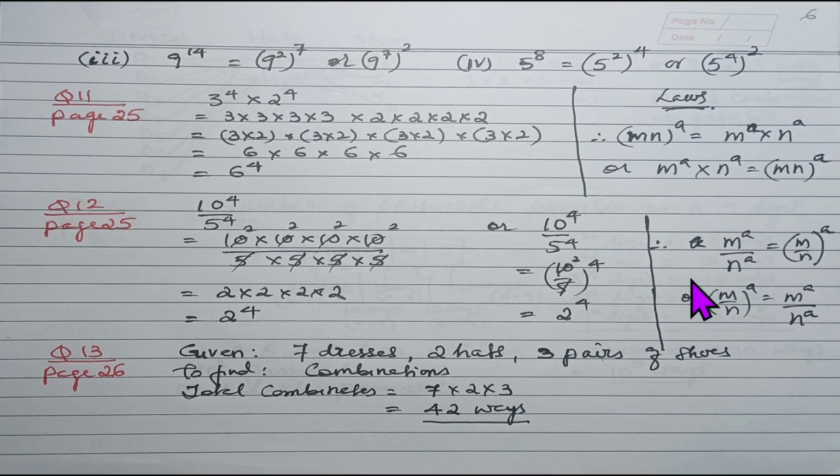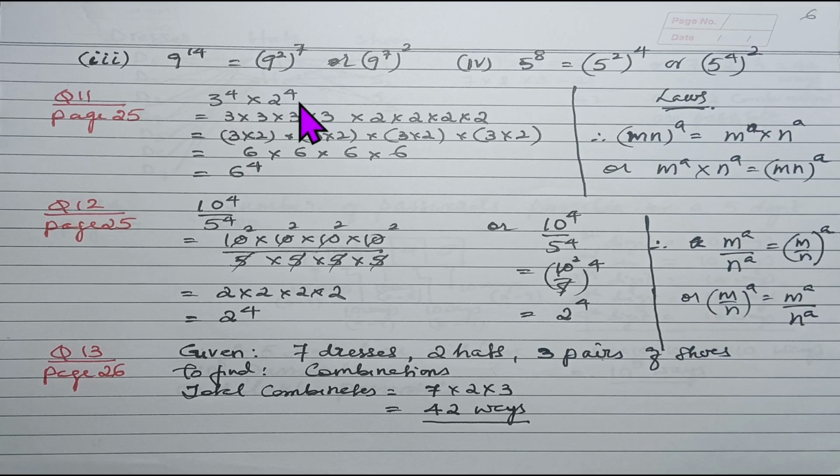Okay, coming to the next question, 9 raised to 14. 9 raised to 14 can be written as (9 square) raised to 7, because 2 into 7 is 14. Also we can write it as (9 raised to 7) raised to 2, that is 9 raised to 14 again, and 5 raised to 8 can be written as (5 raised to 2) raised to 4, and (5 raised to 4) raised to 2. That is what you have to remember. So remember, (a raised to m) raised to n is nothing but (a raised to n) raised to m, both are same here, and that's the law which has been used here.